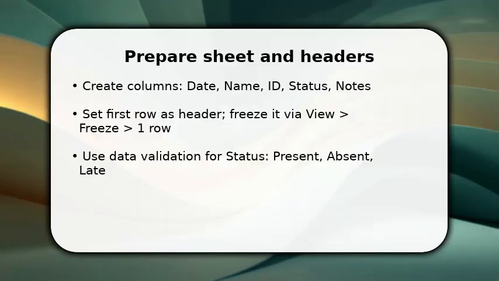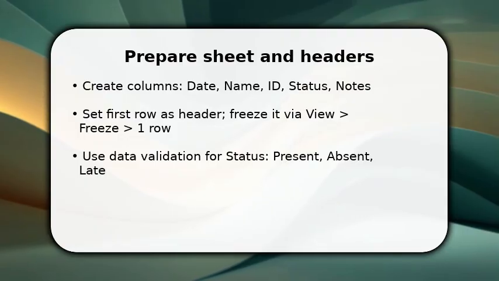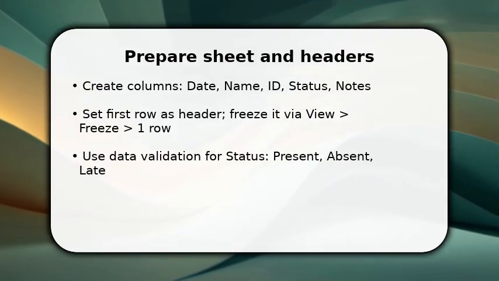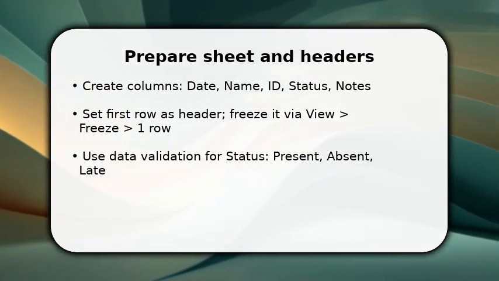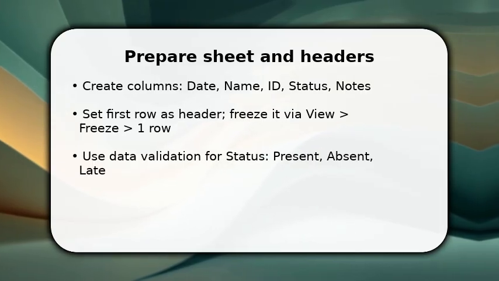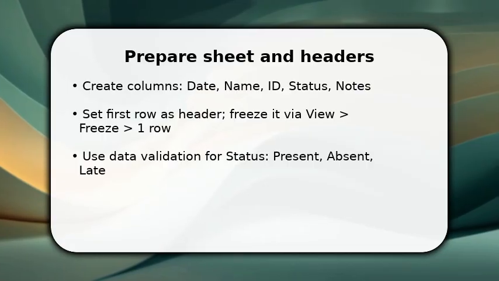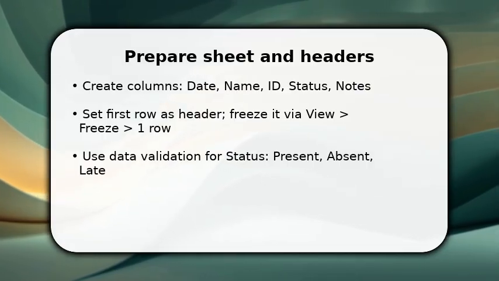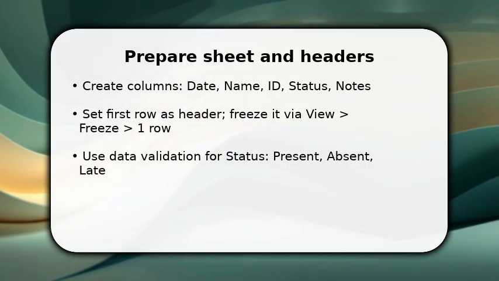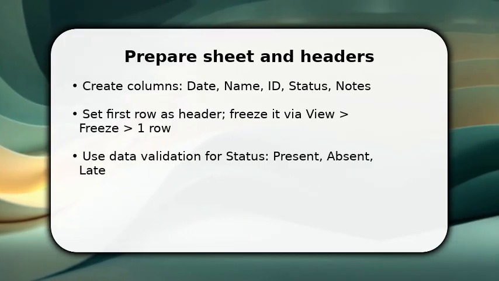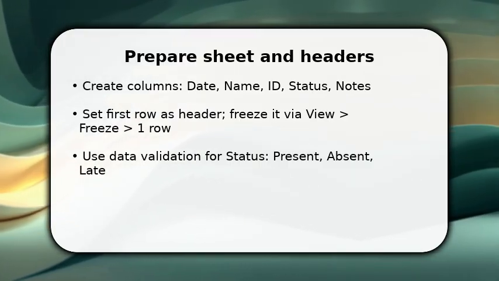Enjoy the video. You start by opening a new Google Sheet and immediately build headers: date, name, ID, status, notes. Once done, freeze the header row so you always see it while scrolling. You should also create a clear status list with data validation to force consistent entries. This avoids typos later and lets formulas rely on exact words.